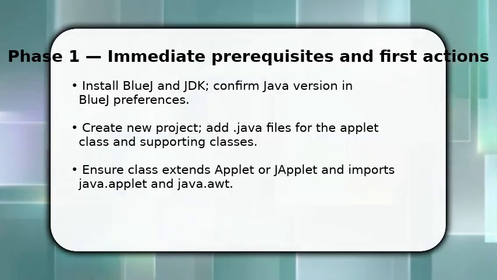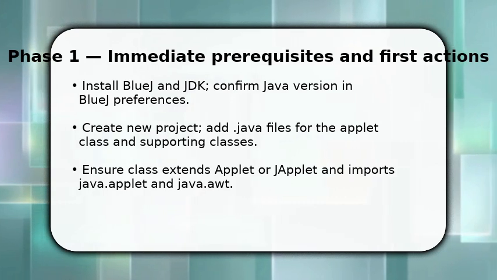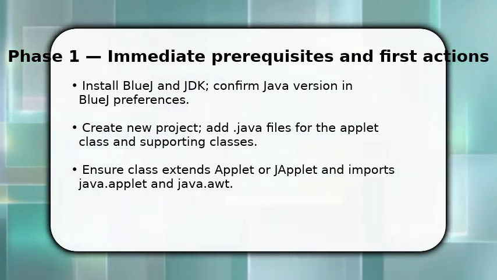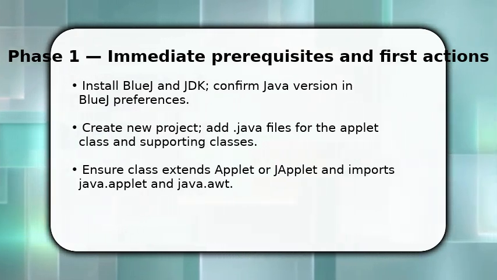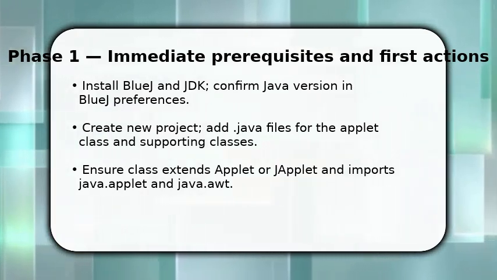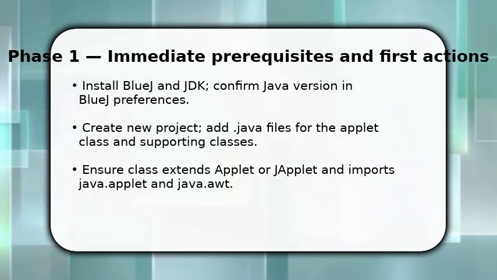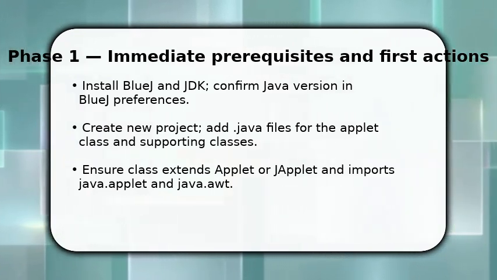You begin by opening Bluej and loading the project that contains your applet source. First, make sure the class extends applet or Applet and that imports are correct, because compilation depends on them. Once done, check Bluej's project folder to confirm both the applet and any helper classes are present.